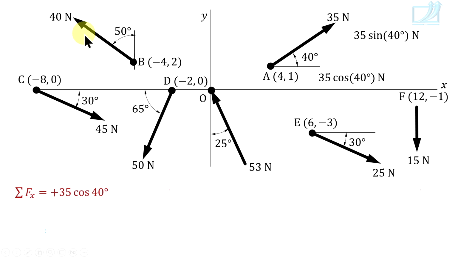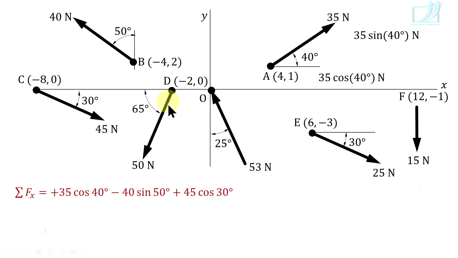Now 40 Newton force is leftwards, so it should be negative. We have shown angle of 40 Newton force with y-axis, so we should write x component as sine of that angle. So minus 40 sine 50. This 45 Newton force is rightwards, so positive. We are using angle with x-axis, so x component is cos.